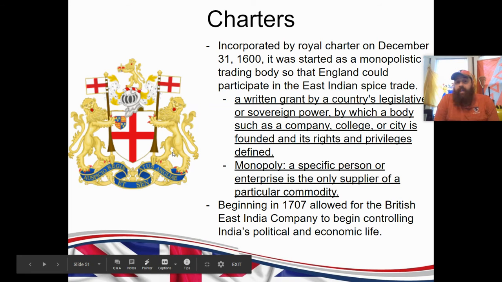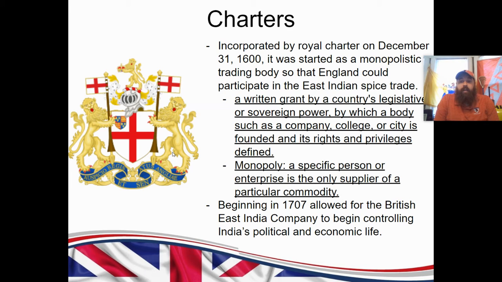So, what is a charter? Well, a charter is a written grant by a country's legislative or sovereign body by which the body, such as a company, college, city, is founded and its rights and privileges are defined. Also known as a monopoly. A specific person or enterprise is the only supplier of a particular commodity. And this one that we're really focusing on is the British East India Company.